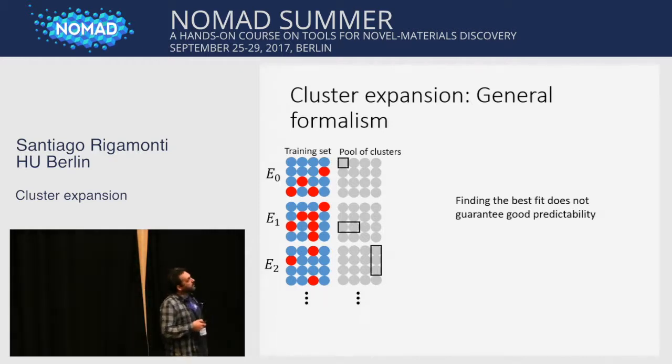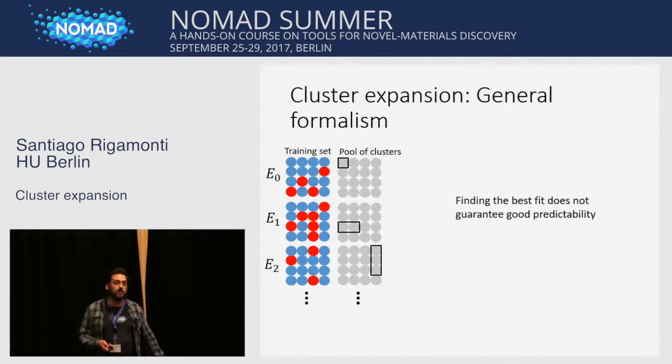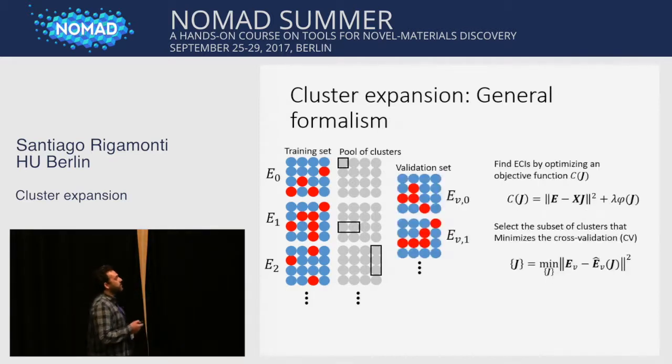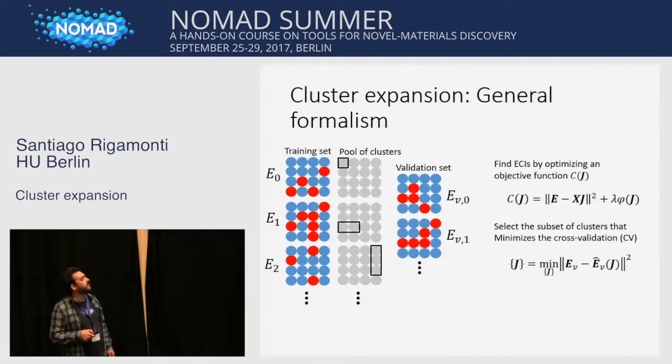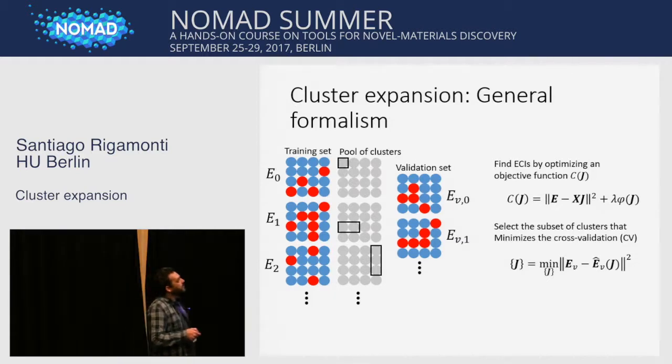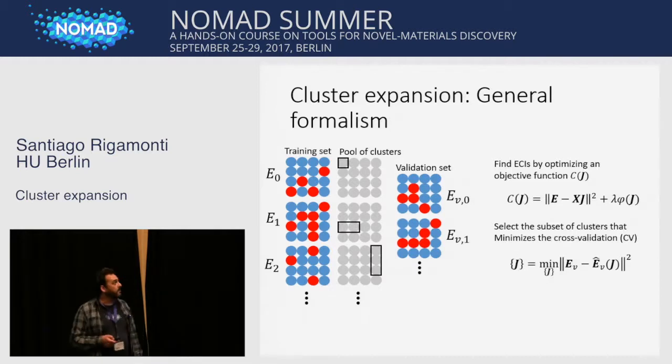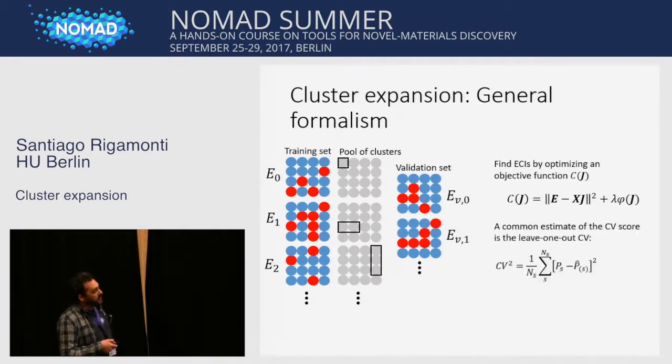However, also finding the best fit doesn't guarantee to have a good predictability power. So what we do is to construct a validation set, and then we measure the error or the distance between the predictions and this validation set. This is called the cross-validation score that will be the subject of Axel. But as you can see here, we should look at all possible cluster sets that minimize this quantity. This can be also estimated with the leave-one-out cross-validation as written here.